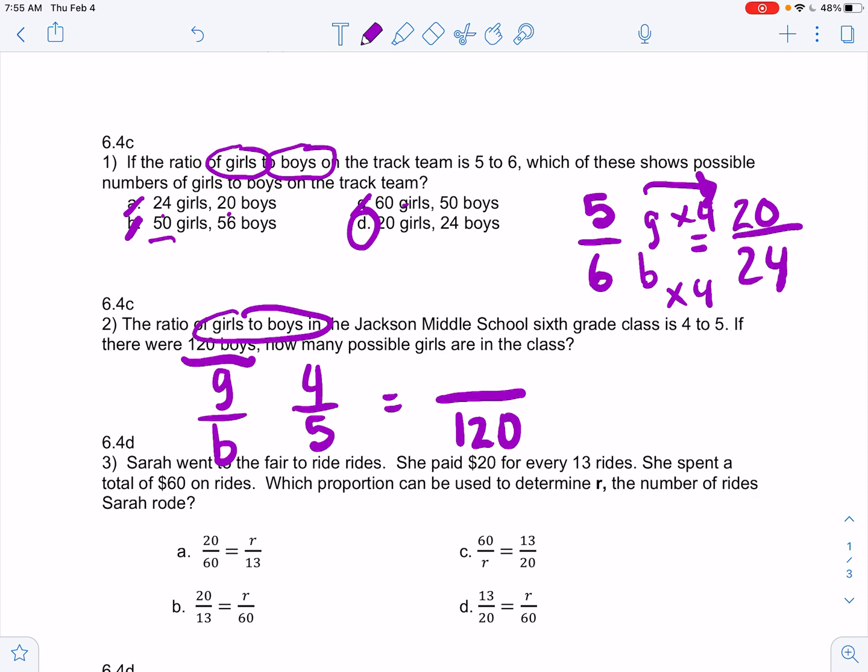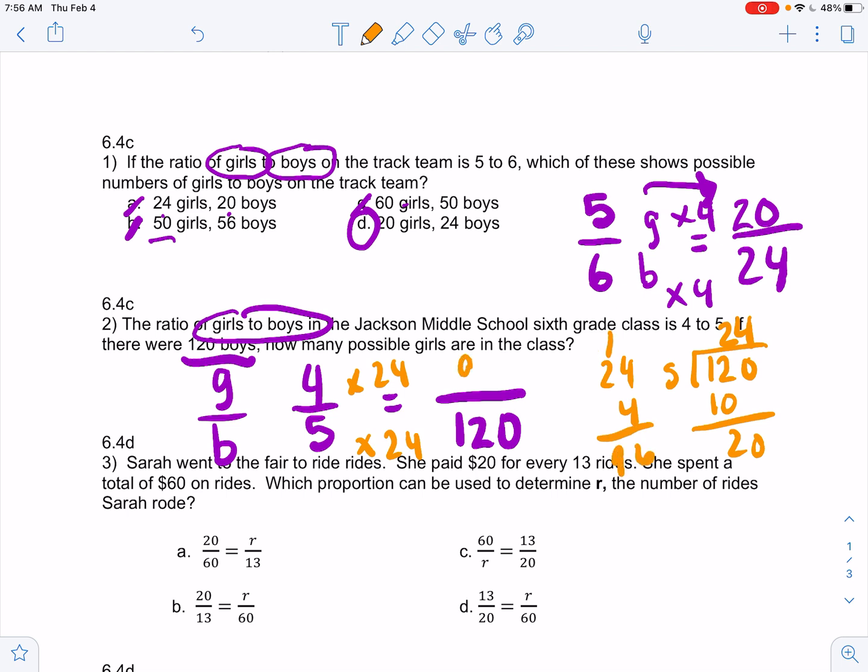There's 2 ways you can solve this. You can say 5 times what equals 120, right? So come over here and you can divide 120 by 5. And you're going to get 24. And then 4 times 24. 96 girls.